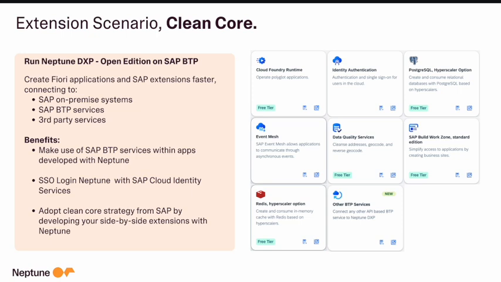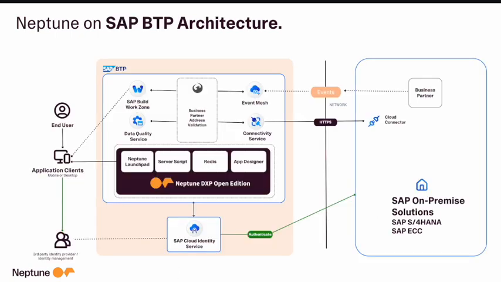On the right side, you see some of the SAP BTP services we utilize in this demo, like SAP Event Mesh, SAP Build Work Zone, and the data quality services. Let's walk through the different services and systems we will use in this demo. First, we are running Neptune DXP Open Edition on BTP Cloud Foundry. For authentication, we use SAP Cloud Identity Services, so you can authenticate with BTP, Neptune DXP Open Edition, and have a single sign-on experience with SAP Build Work Zone and other BTP services.